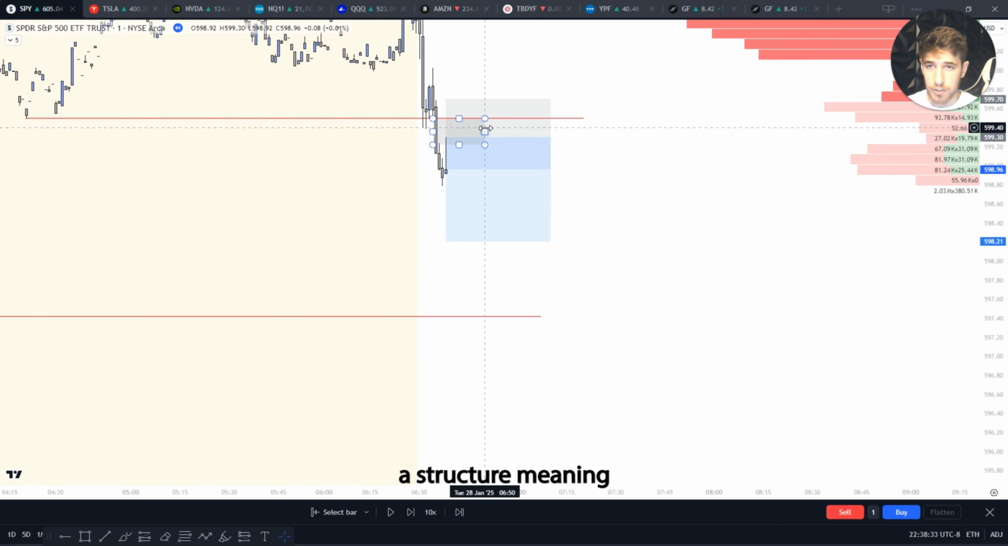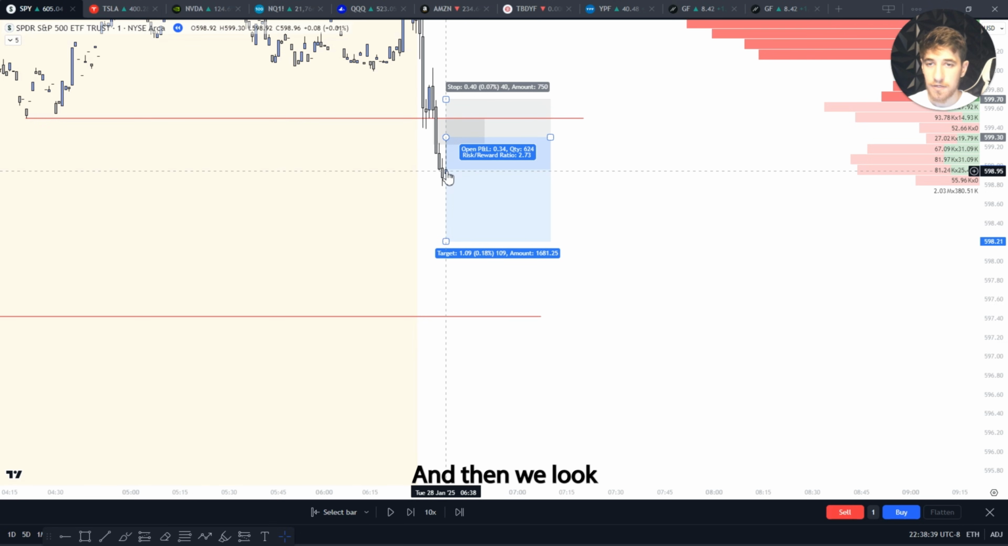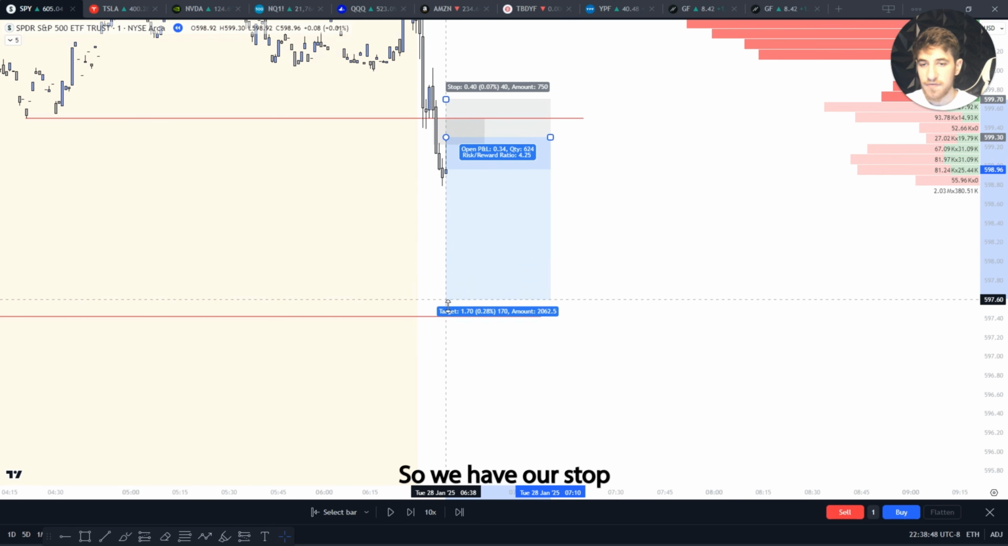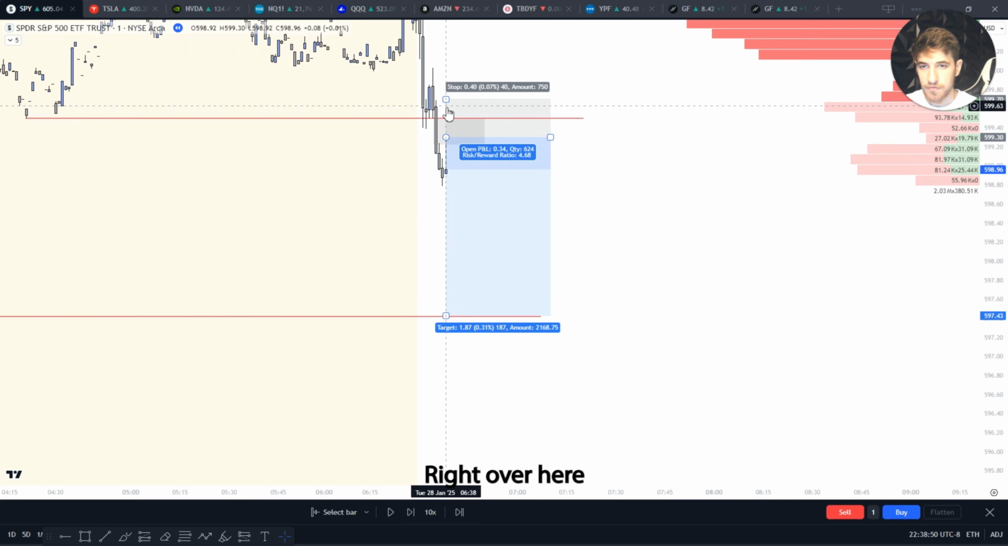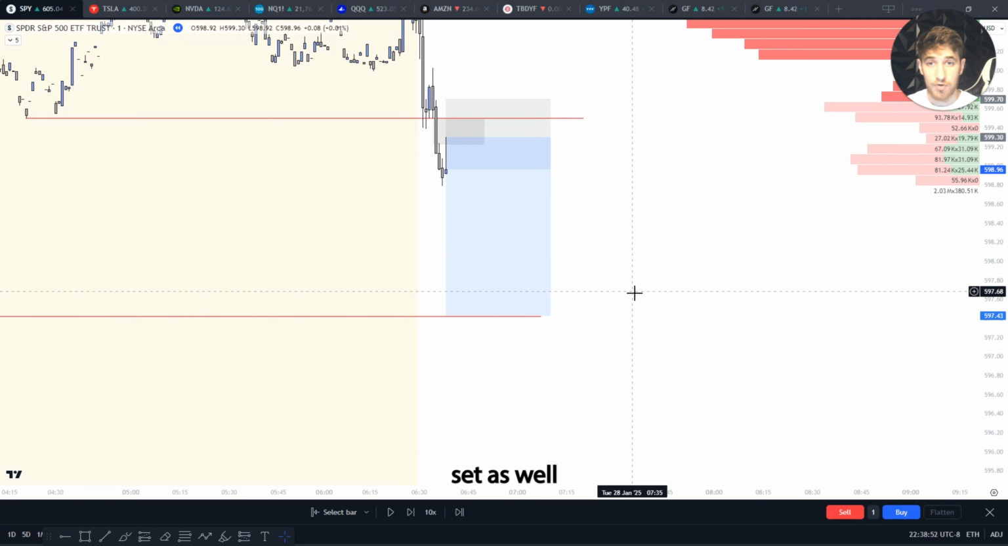I look for a break of structure, meaning we took out a very significant low or a high. We then look for a fair value gap, and then we look for a reaction to that fair value gap. All right. Very, very simple process. Nothing really crazy there. Perfect. So we have our stop loss and everything set as well. Right over here, we have our target and everything set as well. So let's go ahead and play this trade out and see exactly what happens right over here.